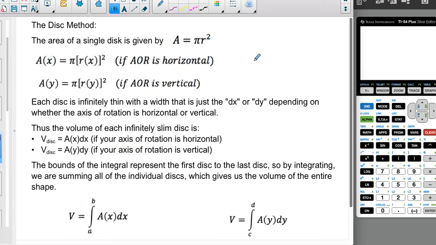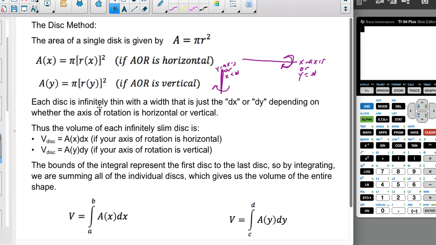The trick is that if our axis of rotation is horizontal, so if I'm rotating this way about the x-axis or any horizontal axis, or y equals a number, then I'm going to need to write the radius in terms of x, right? So radius will be in terms of some x function. If my axis of rotation is vertical, like the y-axis or some equation that's x equals a number, a vertical line, then I'm going to need to have my area in terms of y, meaning my radius will be in terms of y. That's it.